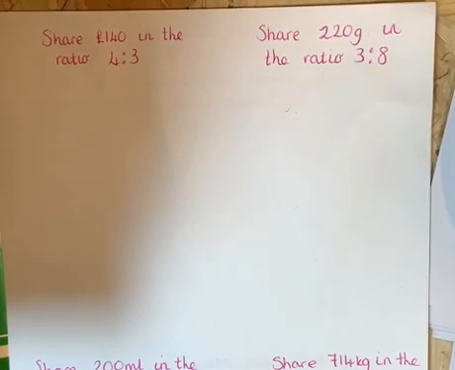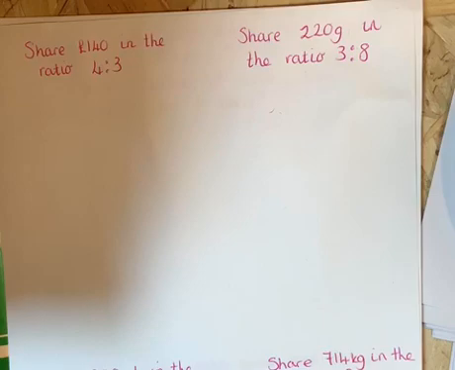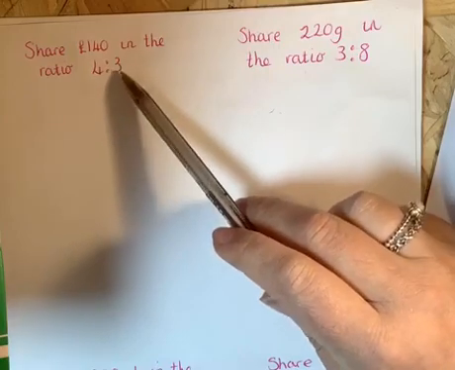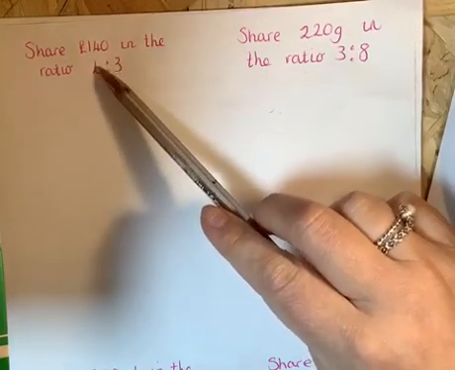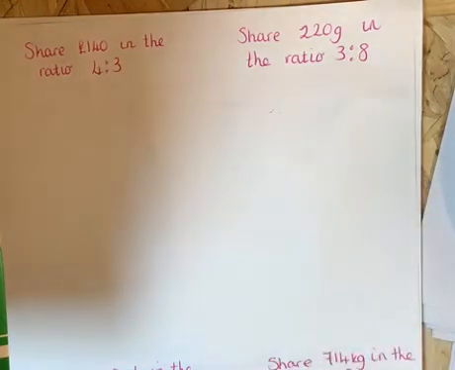So a ratio, before we start, we need to know what a ratio is. A ratio is describing a relationship between two quantities. So this first ratio here of 4 to 3 means that for every £4 in this case, that one person gets, the other person gets £3. So it's that relationship between those quantities. So we want to share £140 into the given ratio.